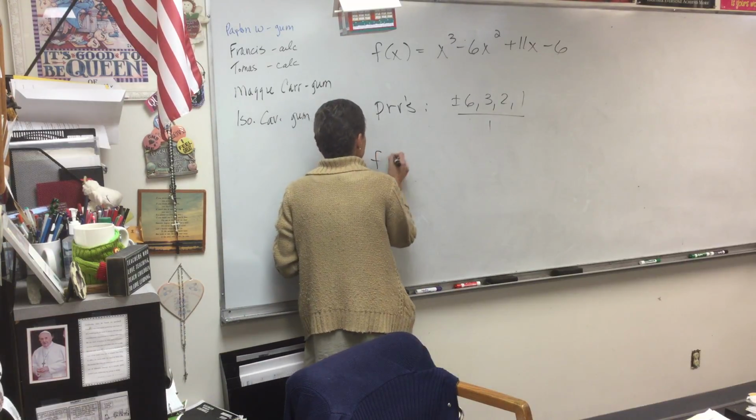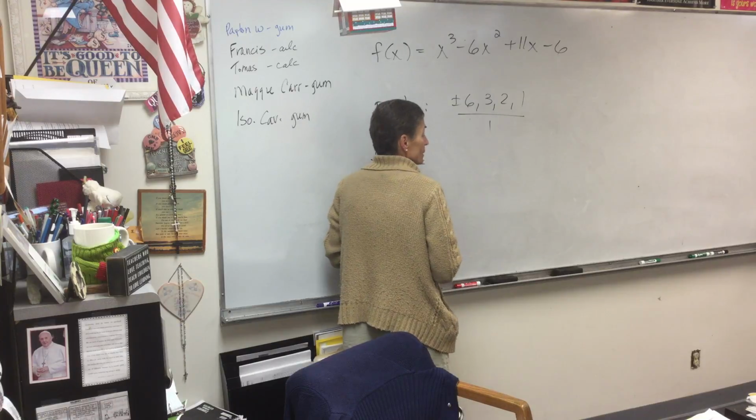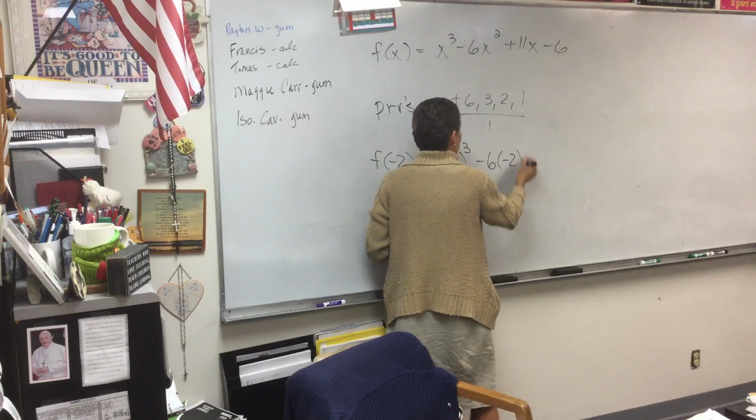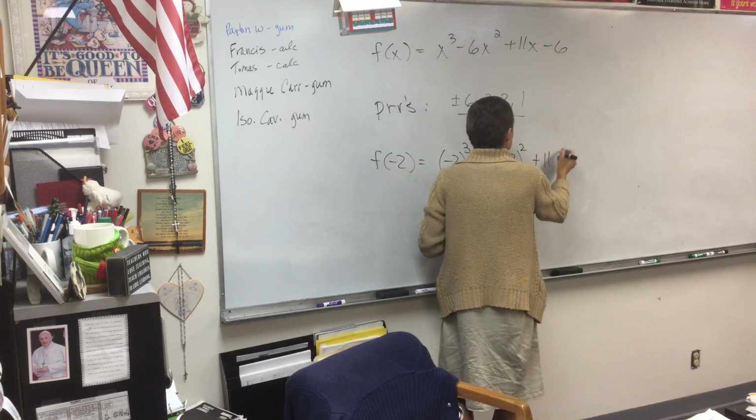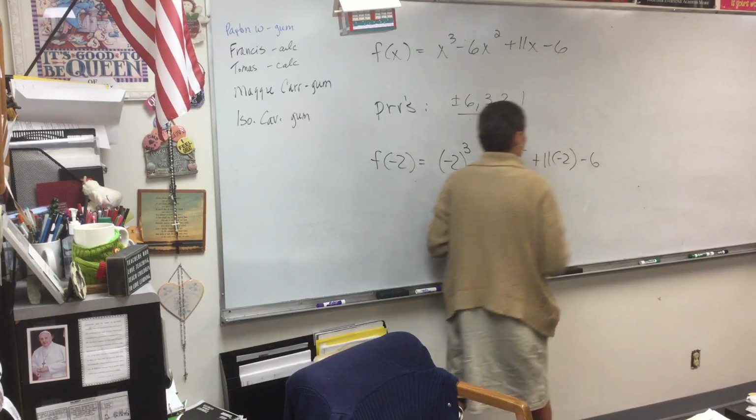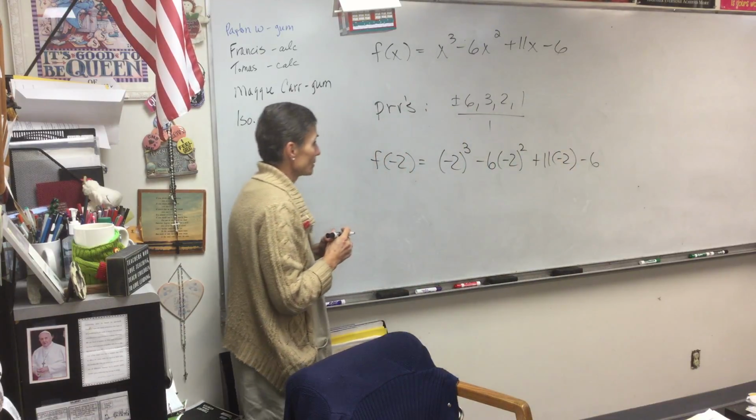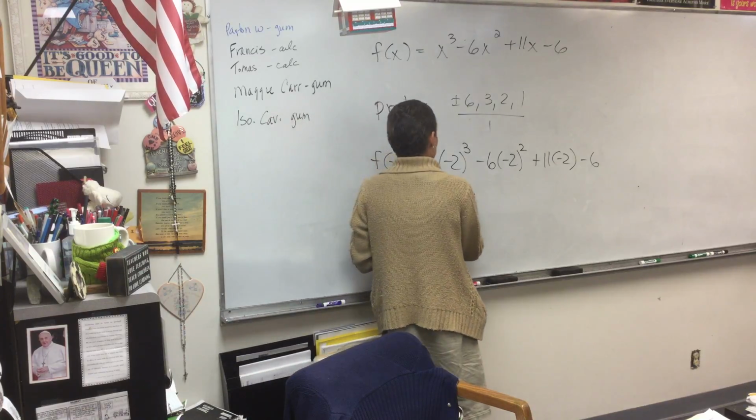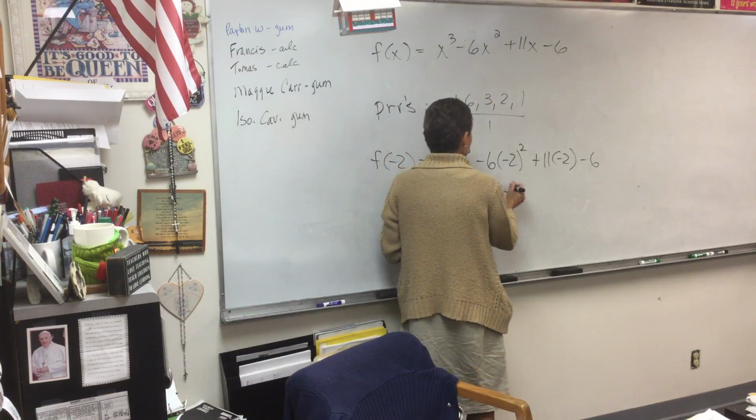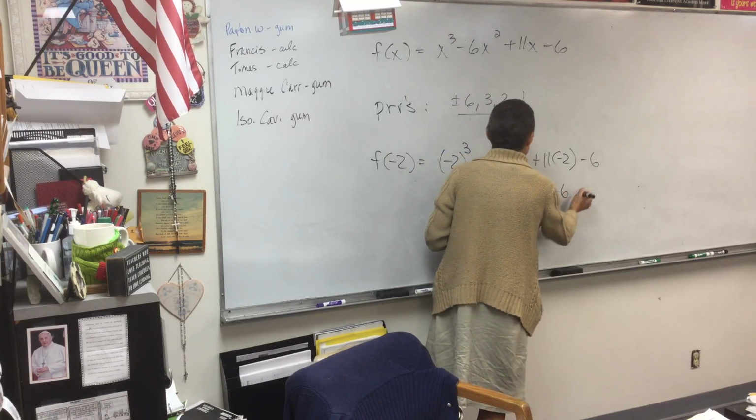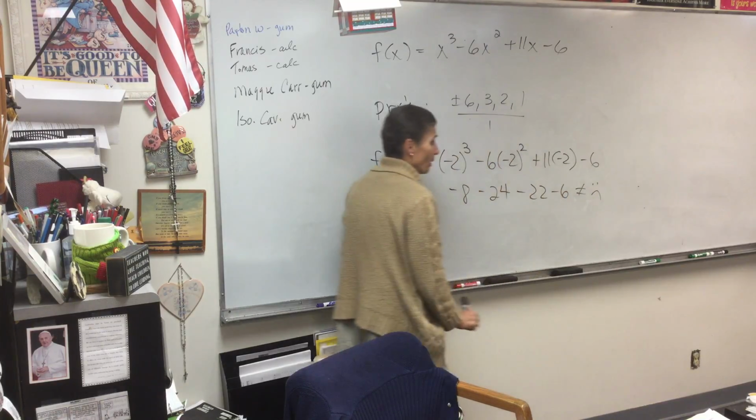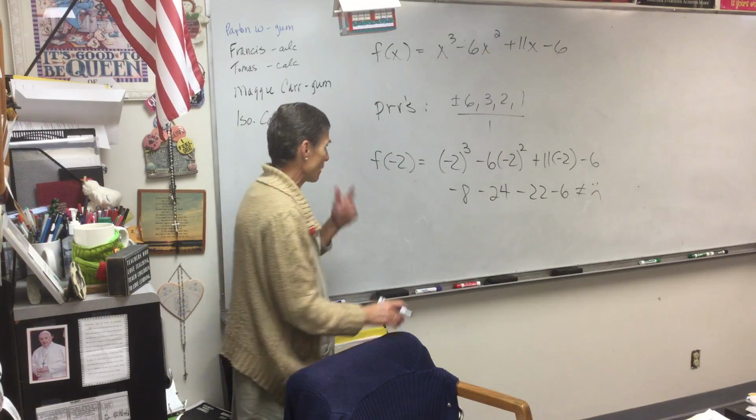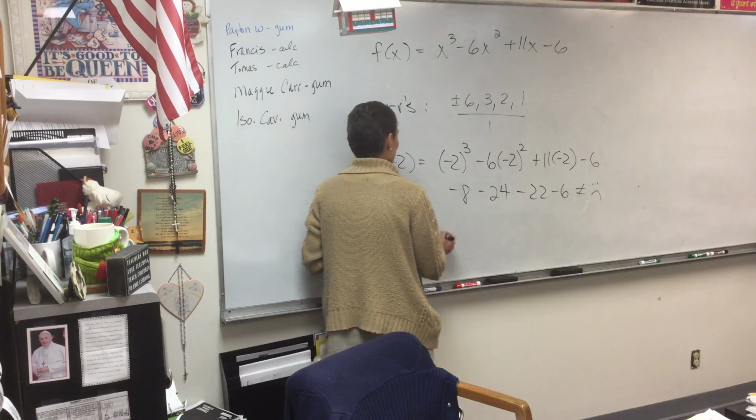Negative 2. So he wants to guess negative 2. So that'll be negative 2 cubed minus 6 times negative 2 squared plus 11 times negative 2 minus 6. We're not lucky on this one. We're going to get negative 8 minus 24 minus 22 minus 6, which is not 0. I don't know what it is, but there's no way it's 0. Would you agree with me? Let's try positive 2.